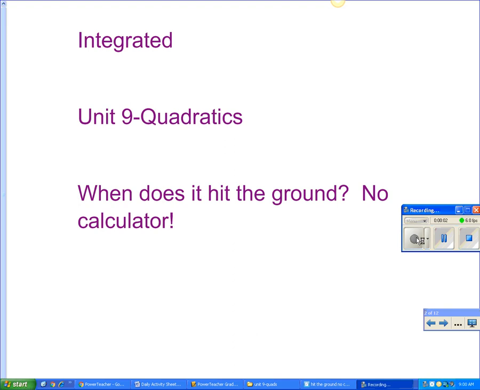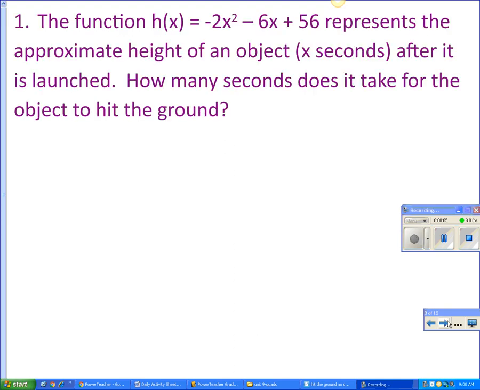So when does it hit the ground without a calculator? Number one says the function h of x equals negative 2x squared minus 6x plus 56 represents the height of an object x seconds after it's launched. How many seconds does it take for the object to hit the ground?